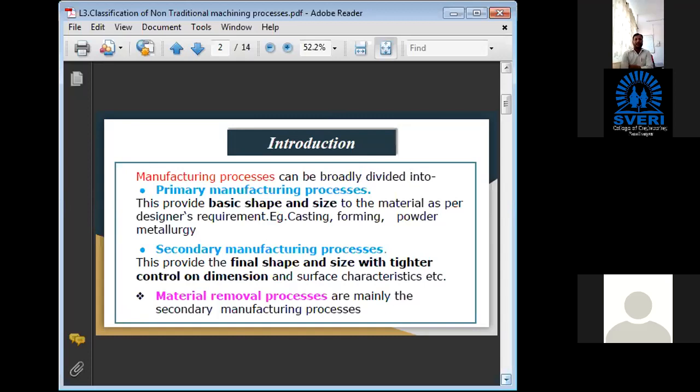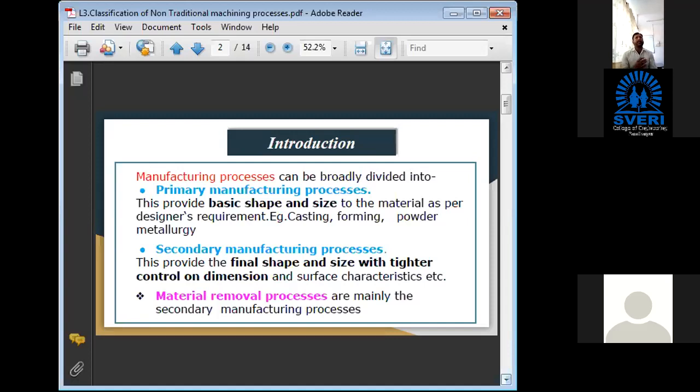Secondary manufacturing processes provide us the final shape and size with tighter control on your dimensions, as well as your surface characteristics also. What are the surface characteristics you want? That is a high surface finish or low surface roughness value, right? Accurate size and shape. So that can be achieved using the secondary manufacturing process.